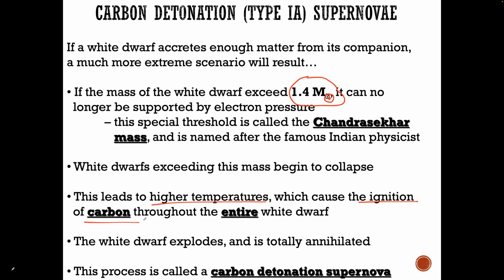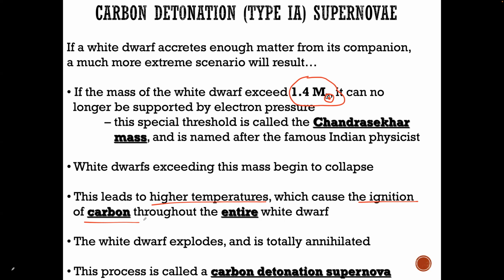And when this happens, the ignition of the carbon will go throughout the entire white dwarf star, because this happens externally now. And as a result of that, the white dwarf will completely explode and be totally annihilated, right? And this is what we call a carbon detonation supernova, or type 1A supernova, right?